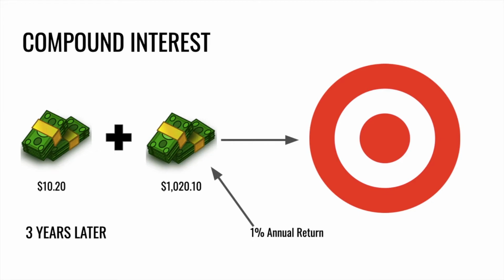Now in the 3rd year, Target stock also returns you 1%. So 1% of 1,020.10 is $10.20. So your total is this $10.20 that you get in interest this year, plus the principal that you had, your initial investment, $1,000, plus the interest that you've gotten over the past 2 years. So that's $1,020.10. And all of this is for a total at the end of your 3rd year of $1,030.30.